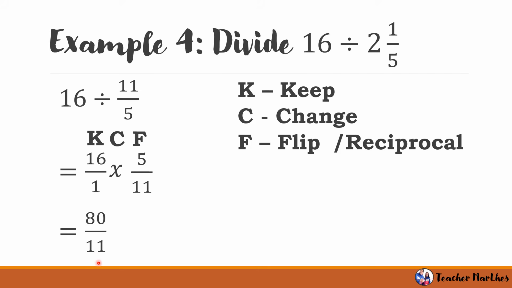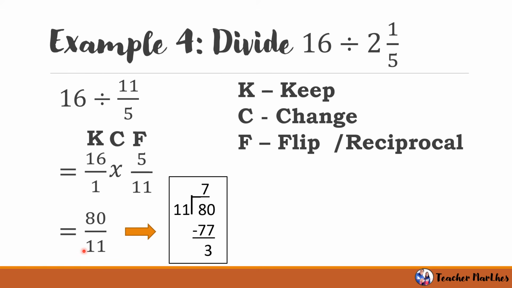So, since mas maliit yung denominator, this is improper fraction. Para ma-simplify natin to, kailangan natin tong i-change sa mixed fraction by dividing 80 and 11. So, 80 divided by 11 is equal to 7. 7 times 11 is equal to 77. Then, subtract, we have remainder 3. Yung remainder 3, siya yung numerator, and yung 7, siya yung whole number. Then, copy the denominator 11. So, ang sagot natin ay 7 and 3 over 11.